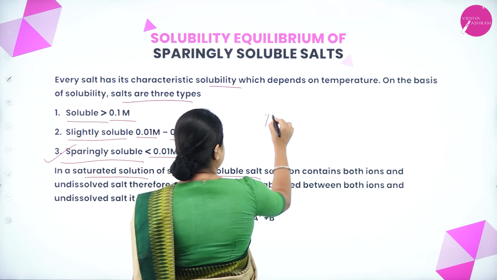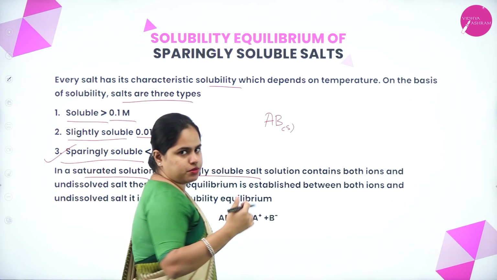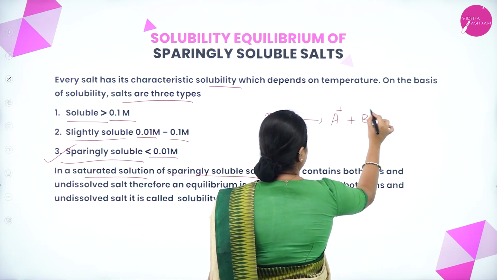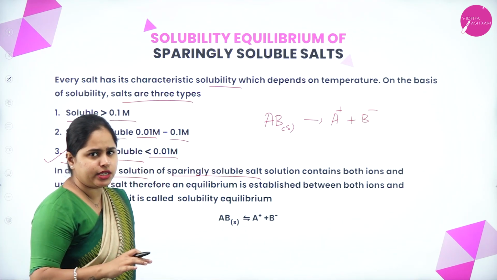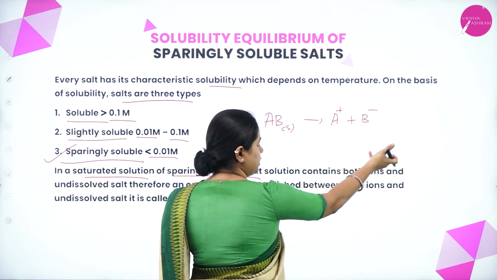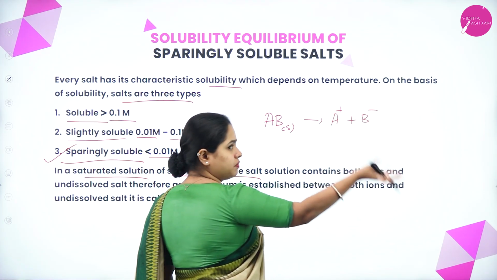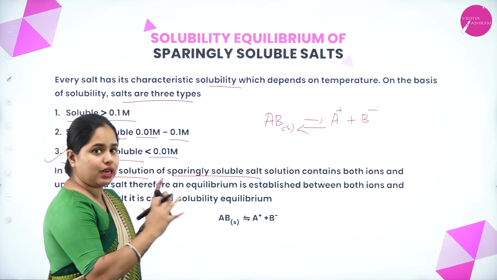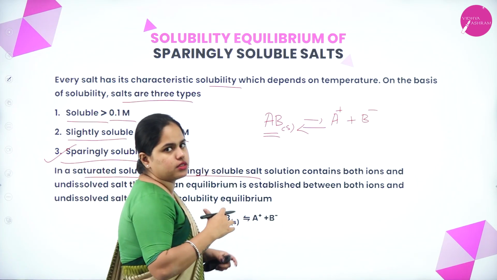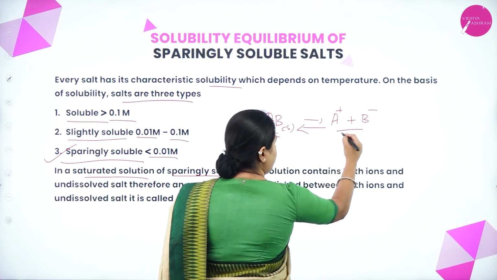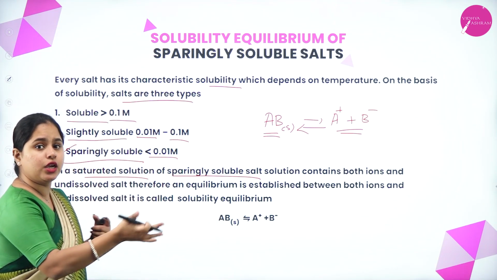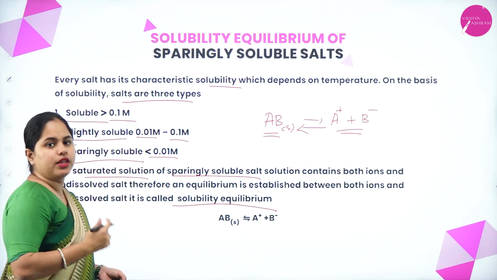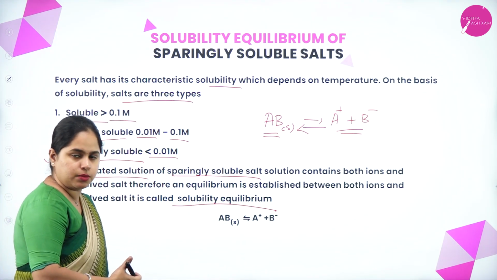Now, what does that mean? Let us take AB, which is the substance. It dissociates into A plus and B minus. These are the ions which are formed. It is sparingly soluble, so A plus and B minus are formed. At the same time, A plus and B minus will combine to form AB. So there exists an equilibrium between the undissolved substance and the ions. That is what is called a solubility equilibrium.